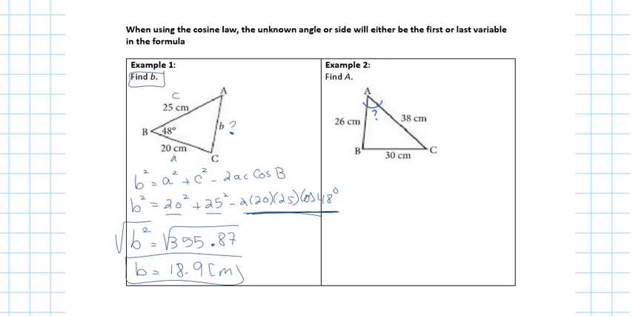We have 3 sides. Since I have all 3 sides, that means I can use cosine law, right? It's asking me to find angle A, which means I'm going to use the cosine A formula. This is side A, this is side B, and this one is side C. So cosine A is equal to what? B squared plus C squared minus A squared over 2BC.